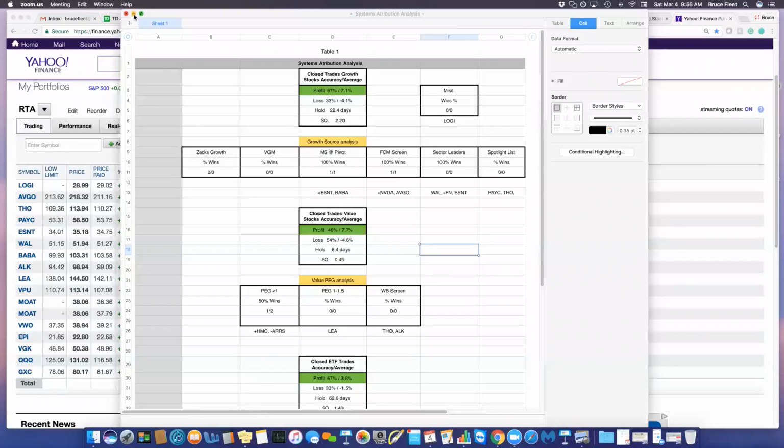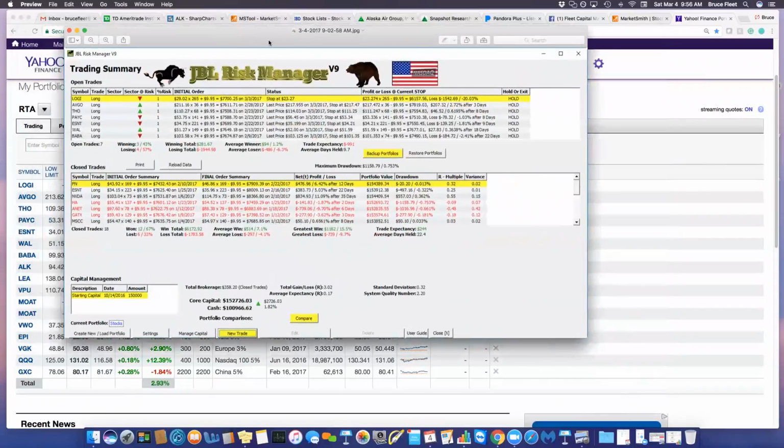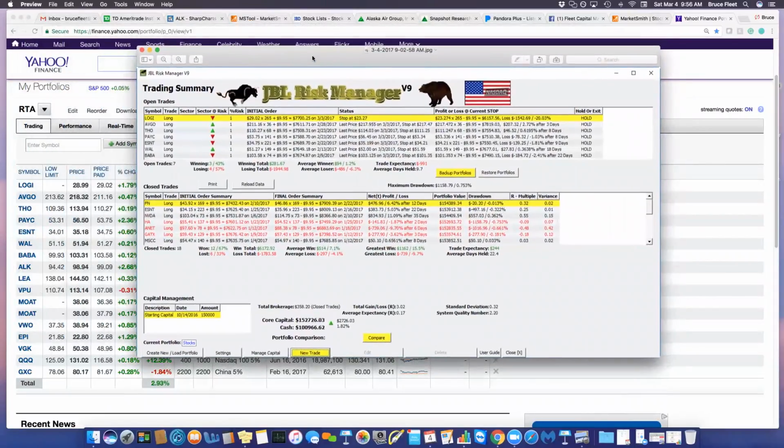Finally, just so you know, this is called the JBL Growth Manager, and what we're looking at here is just my growth stocks. I just took a picture of this from another computer in my office. What this is doing is, these stocks here are open. You'll recognize these symbols. We own them right now. We just bought Logitech on Friday.